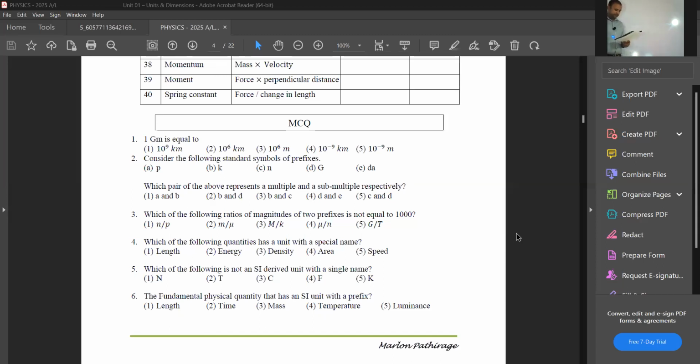The first question. 1 gigameter is equal to. So what is the answer? What is the answer for question number 1? One gigameter is equal to. Okay, you can give the answer.